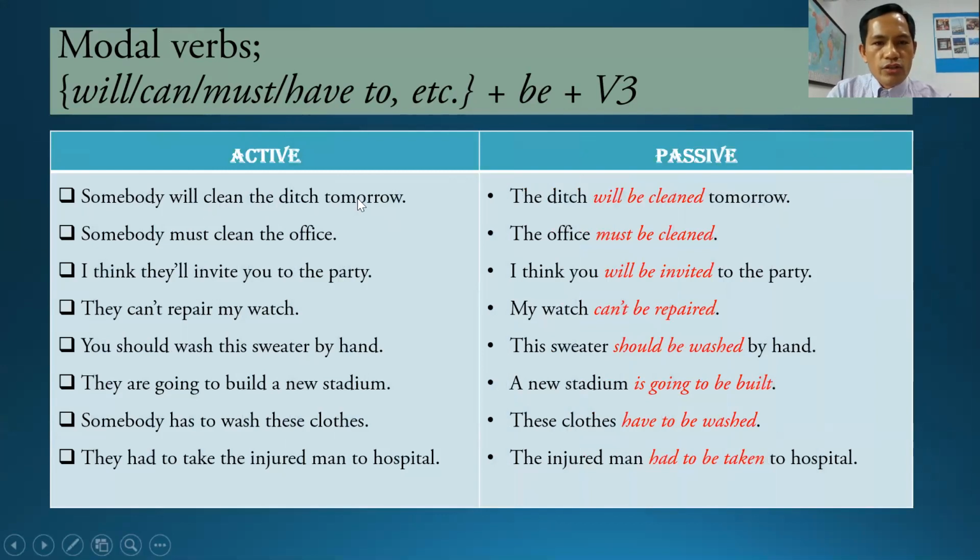Somebody will clean the ditch tomorrow. So we said the ditch will be cleaned tomorrow. Will be cleaned. Be here is verb to be, and then clean is verb 3 form. Same thing. Somebody must clean the office. The office must be cleaned.